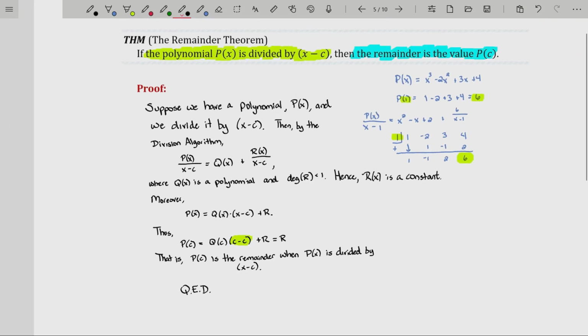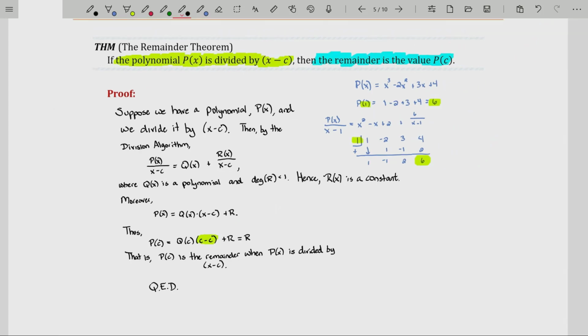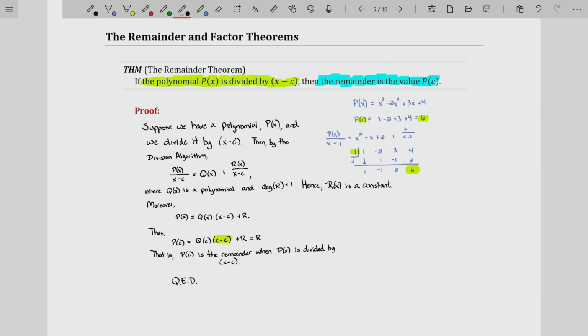QED, which means quod erat demonstratum, which means so it has been demonstrated. And this is what you want to do in mathematics. You want to attain that level of rigor so that you can prove things without a shadow of a doubt, or beyond the shadow of a doubt. There we go. It's a beautiful theorem.